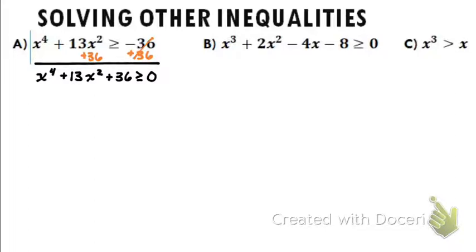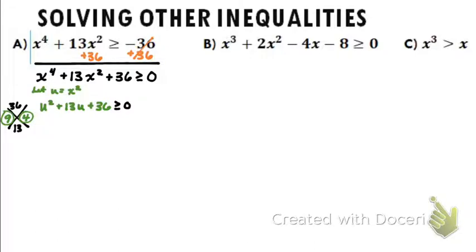What did you say? We can do u substitution here, absolutely. All right, so I'm going to let u equal x squared. So I would have u squared plus 13u plus 36 is greater than or equal to 0. Will that factor for us? Multiplies to 36, adds to 13. I'm sorry, what did you say again? Positive 9 and positive 4. I heard the positive 4 and my brain just forgot the first thing that you said.